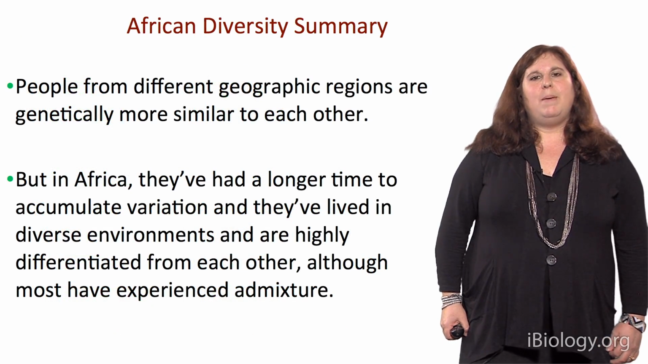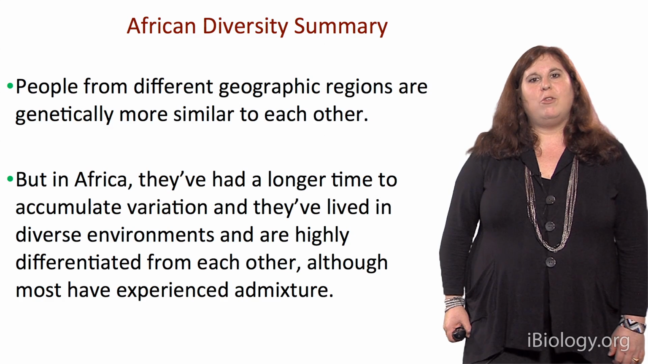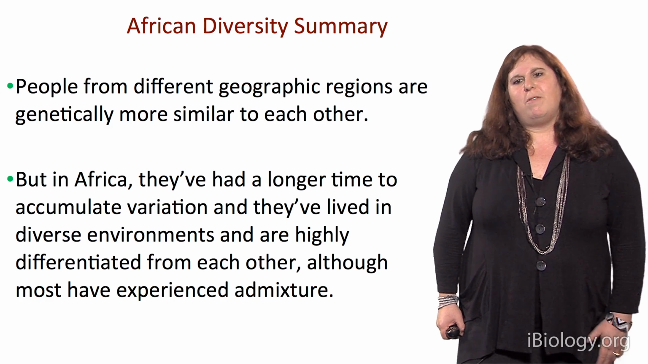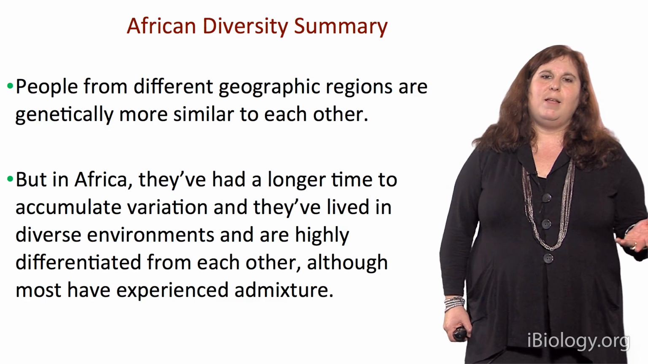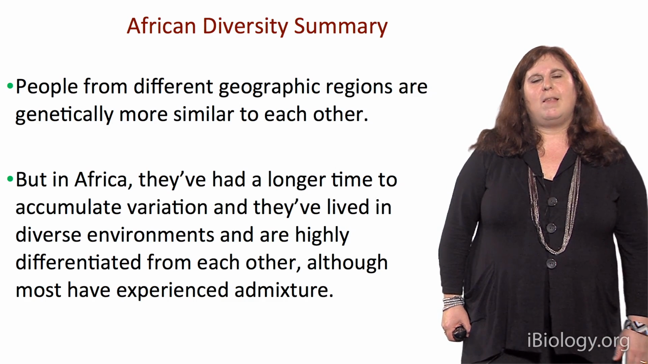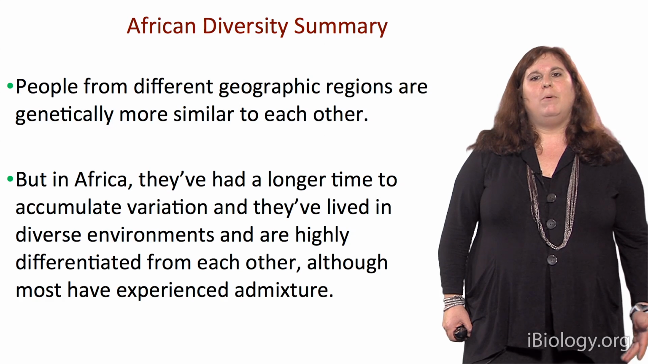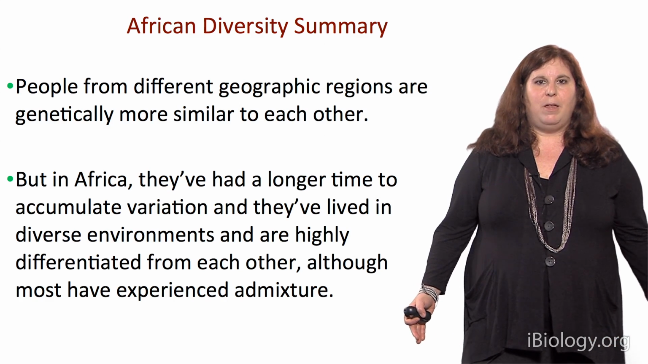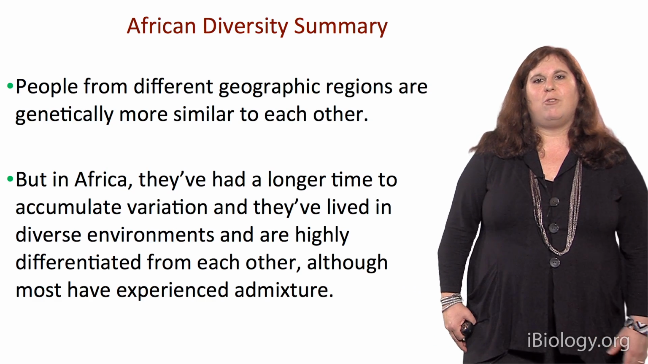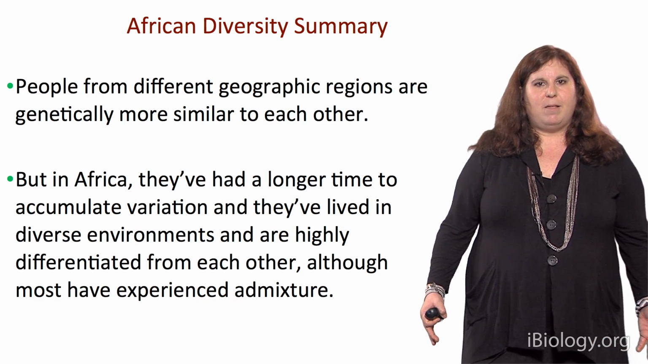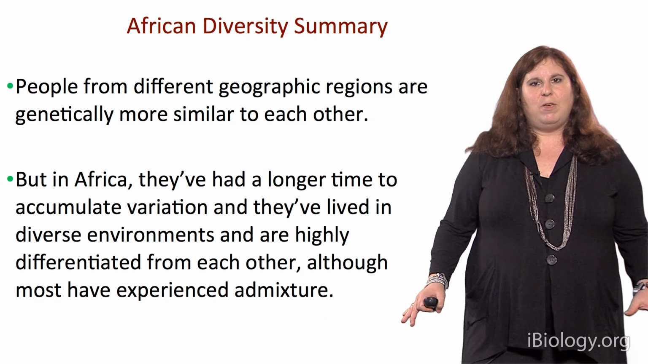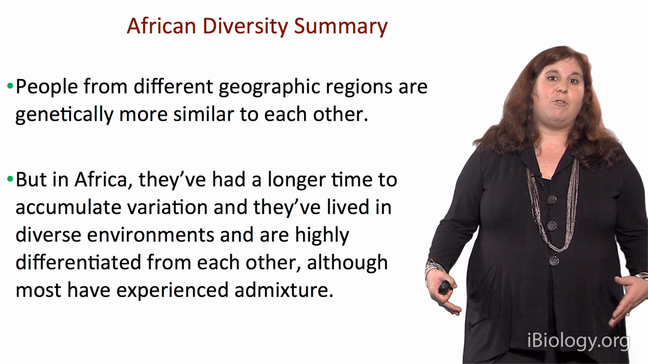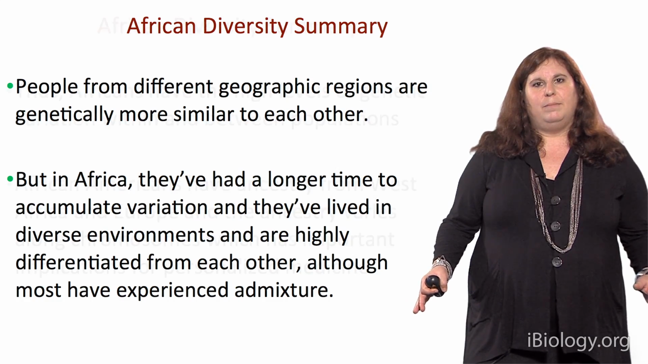So in conclusion, people from different geographic regions are genetically more similar to each other. So for example, Asian individuals will be more similar to other Asian individuals, Europeans more similar to other Europeans. But in Africa, there's been more time to accumulate genetic variation. They've had larger effective population sizes, so they've maintained a lot of variation, and they've lived in diverse environments. So they tend to be highly differentiated from each other, although we also can see that there's been a history of admixture throughout much of Africa.